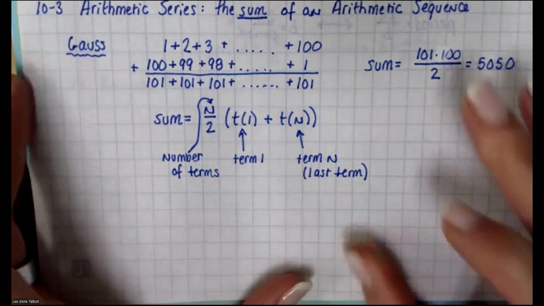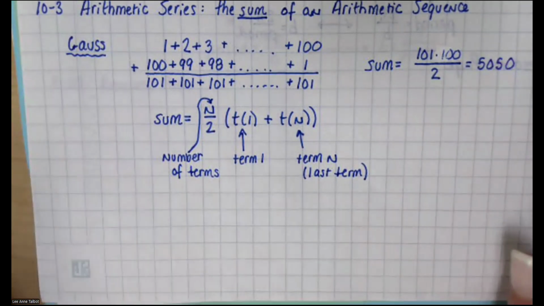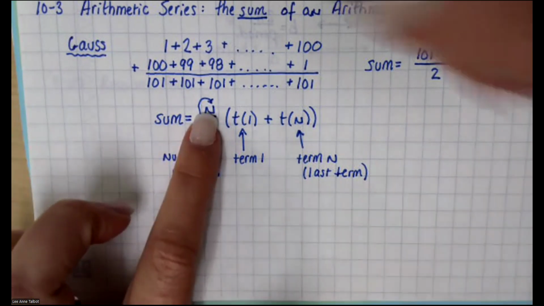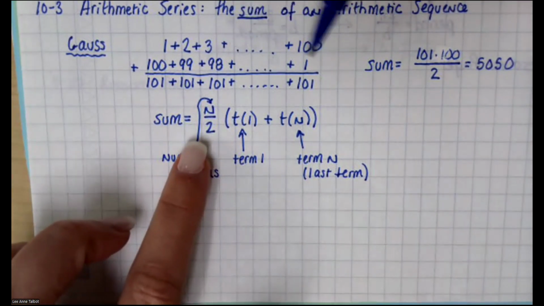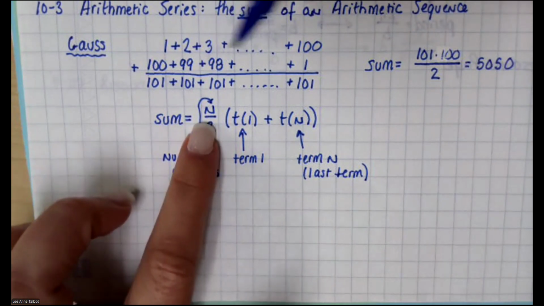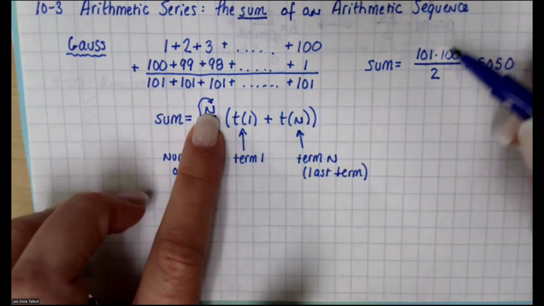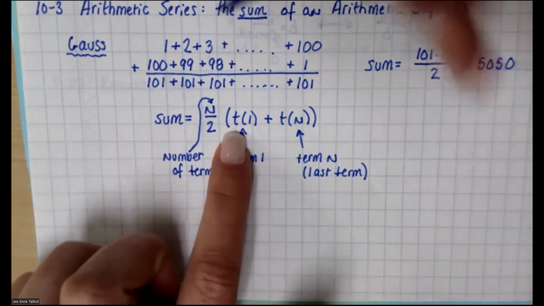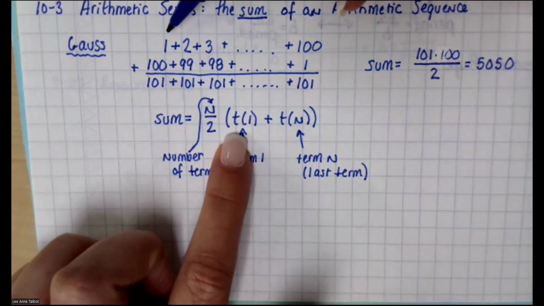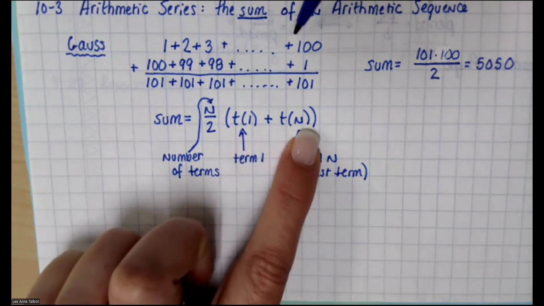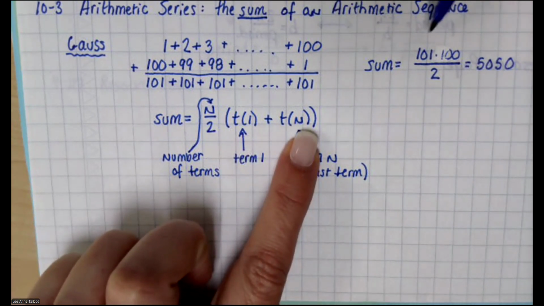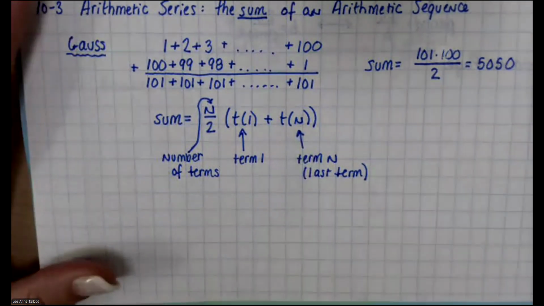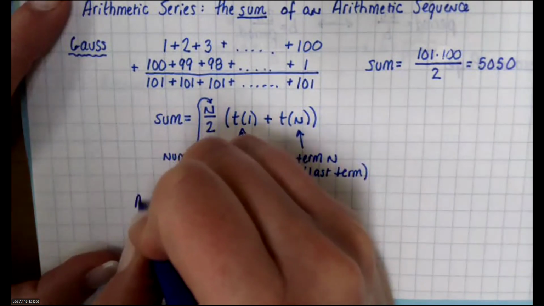Okay, so let's think about that in terms of Gauss's problem, and then we're going to do Angela's savings. So how many things are we adding up? 100. So there's your 100 over 2 right here. And then what's the first number he's adding? 1. And what's the last number he's adding? 100, and that's where your 101 comes from. Okay, so let's do Angela's savings.